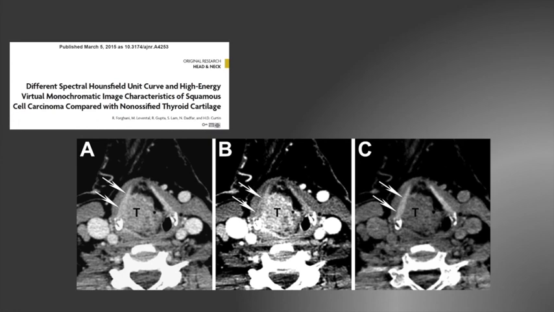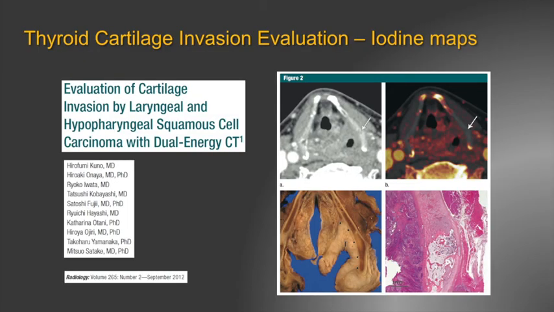On the other hand, if one looks at the high-energy 140 kV VMI reconstruction, note how there is clear suppression of iodine with an enhancing tumor, but preservation of high attenuation of non-ossified thyroid cartilage, enabling clear discrimination of the boundary between the two and confirming non-invasion of thyroid cartilage in this case. Iodine maps have also been demonstrated to be useful for determination of thyroid cartilage invasion, as shown in this study in 2012.